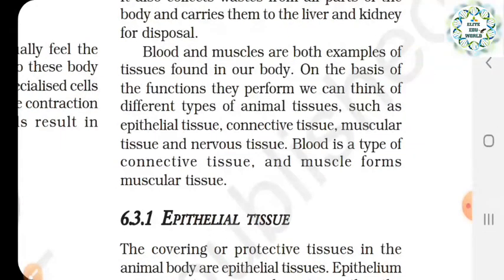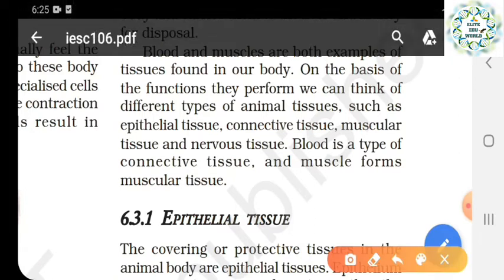What are the functions they are providing in our body? We have different kinds of tissues, which, on the basis of their function, can be divided into different types. From here we can see the examples. Number 1, epithelial tissue. Number 2, connective tissue. Number 3, muscular tissue. And number 4, nervous tissue. So these are the examples of the animal tissues.